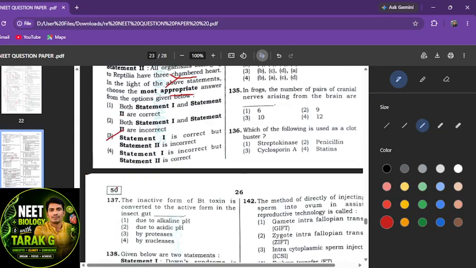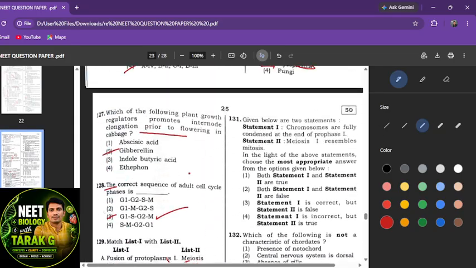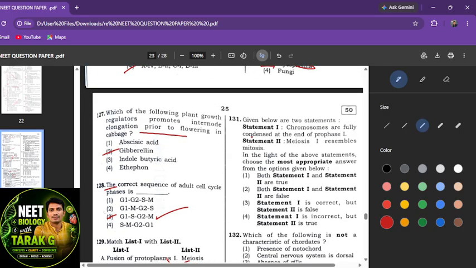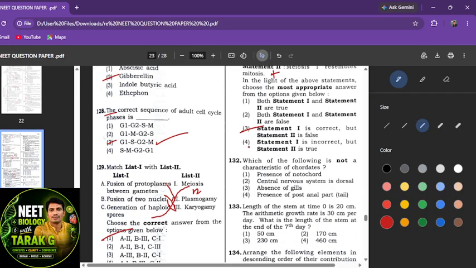And 131, we'll go for the 131 question. Here also statement based, again asked regarding cell division. Chromosomes are fully condensed at the end of prophase 1. This statement is correct. Meiosis 1 resembles mitosis. This is wrong. So statement 1 is the false one. Got it? Next one, 132.